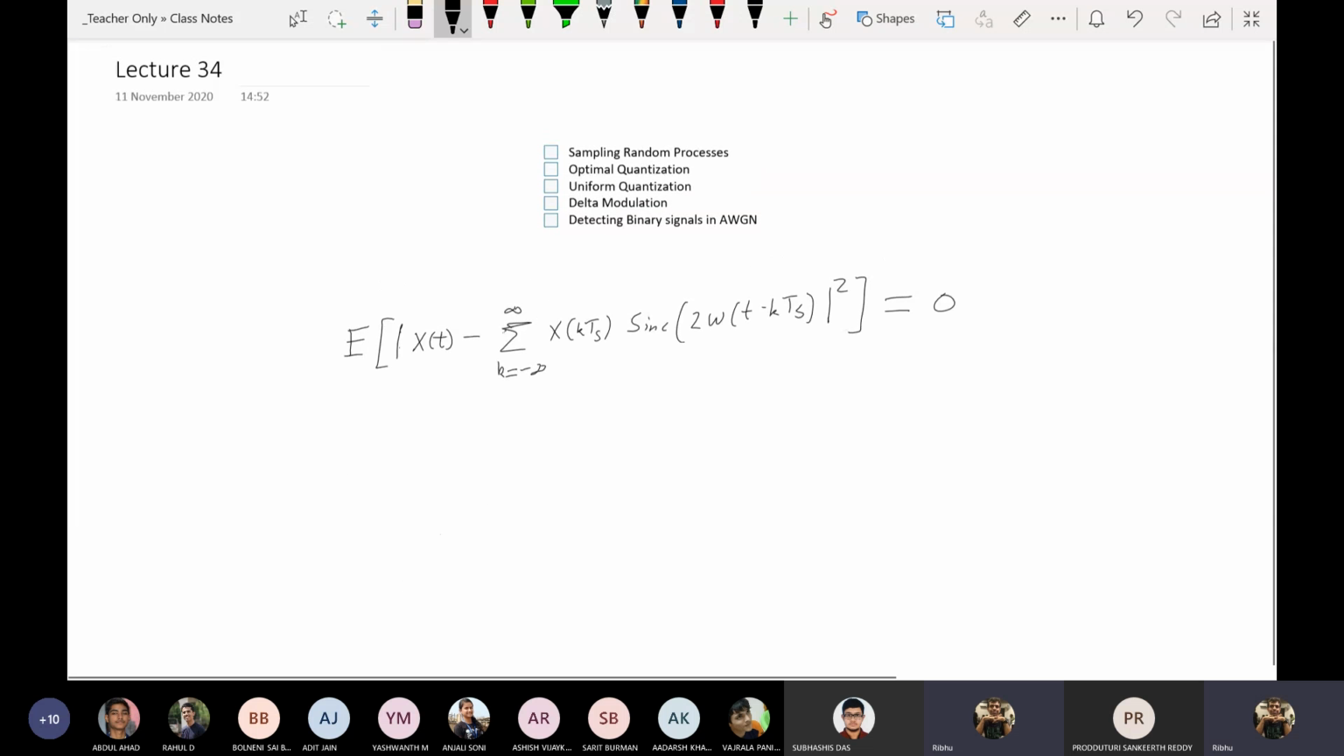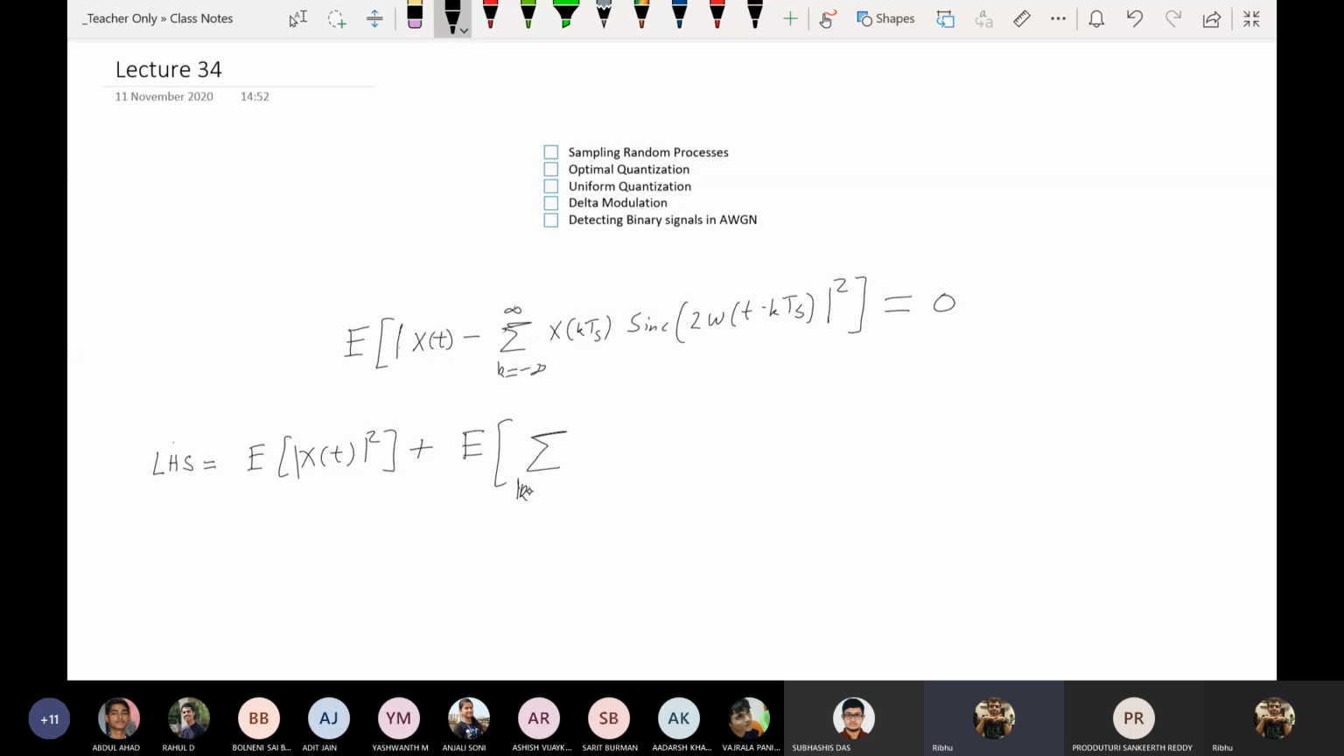We had said that this is 0 in the mean squared sense. Now, in order to prove this, let's expand this, like we used to do in class 6th. What would be the expectation of this thing whole squared? Guesses? Okay, I'll write it down.